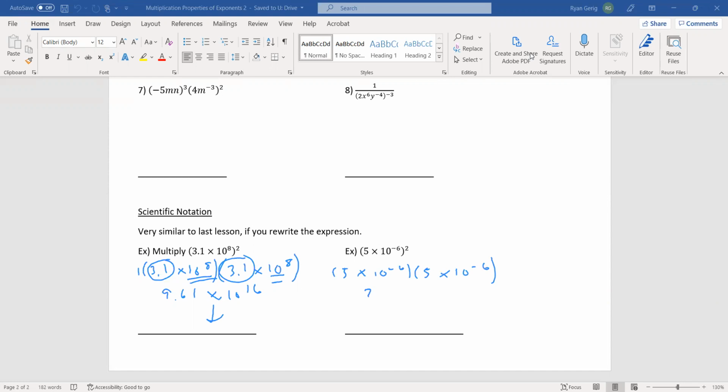5 times 5 is 25 times 10 to the -12th. Okay, and then 2.5. I made that smaller. So I got to make the exponent bigger by 1. So -12 plus 1 is -11. And that's it. Okay, and that is your multiplication properties of exponents. We're going to move on to division with the next lesson.